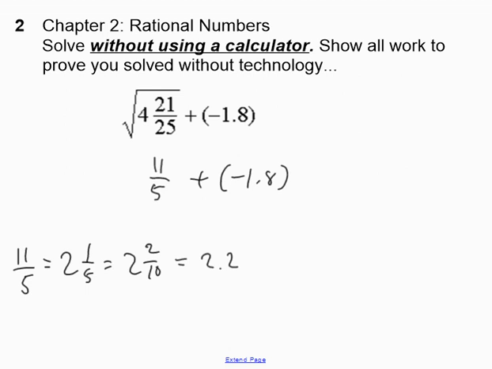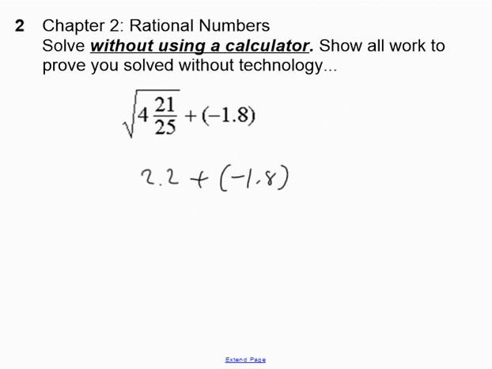If you're having difficulty with this, you should press pause and copy that whole string out. 11/5 is 2 1/5, which is equivalent to 2 2/10, which is 2.2. So with that said, I'm going to take my 2.2 and replace it with 11/5, put it right up there. And now I have a decimal question that's fairly easy to do without a calculator.